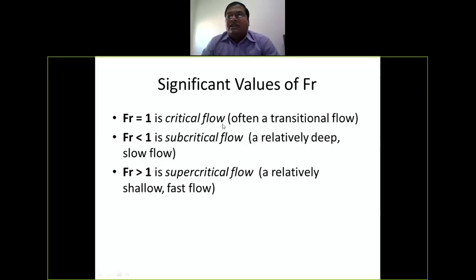Often a transitional flow. If your Fr is less than 1, it is called subcritical flow, meaning a relatively deep, slow flow. And if your Fr is greater than 1, it is called supercritical flow, meaning relatively shallow or fast flow. So these are the significant values of Fr that you have to remember.